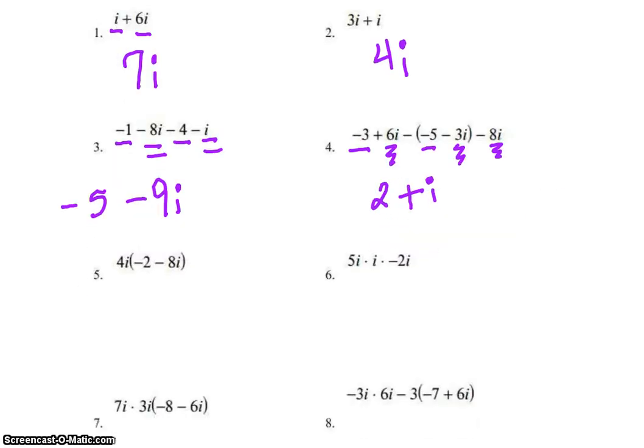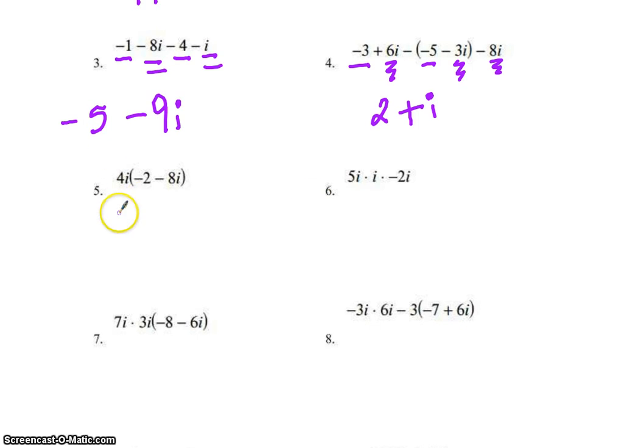All right, so here's something new. When you have parentheses, that means distribute. So you're going to take your 4i and distribute to everything inside, which means multiply. So 4i times negative 2, 4 times negative 2 is a negative 8. Negative 8i. 4i times negative 8i, 4 times negative 8 is a negative 32. i times i is i squared.